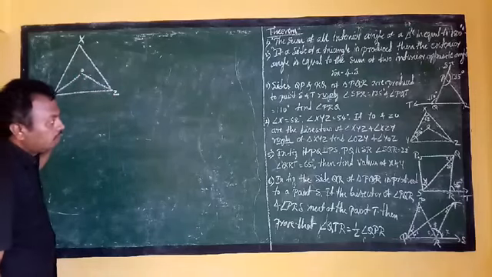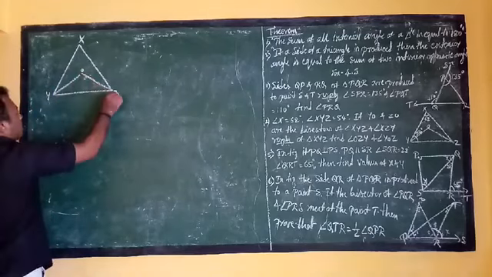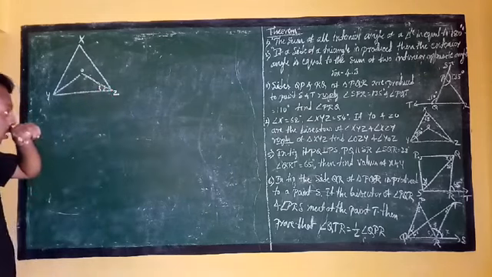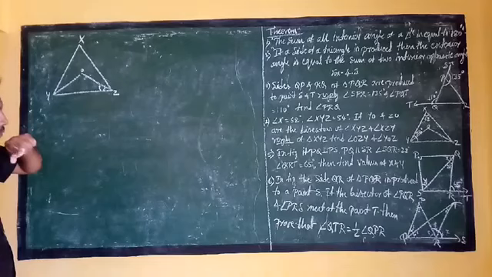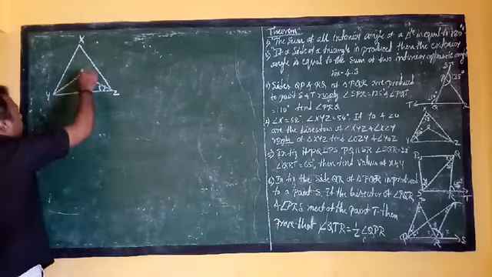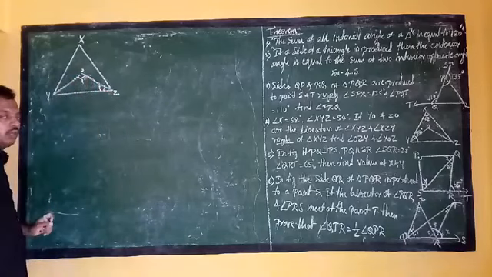Now we want to calculate OZY. This angle we want to calculate. This is the question mark. And another one, YOZ. This angle is also a question mark. So we want to calculate two angles.